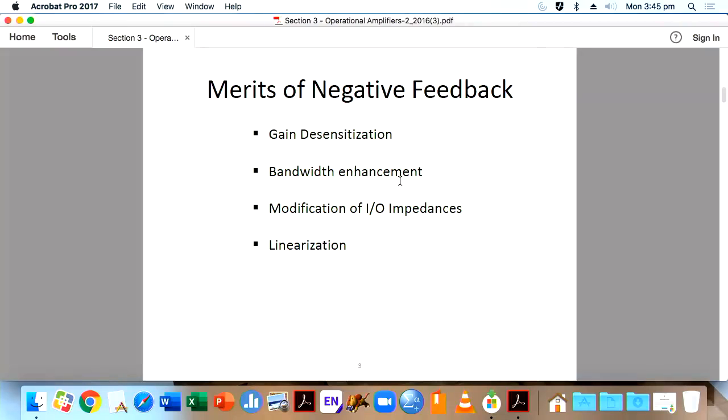Next, what I want to discuss is, people might ask you, what are the merits of negative feedback? We will be using negative feedback for the amplifiers. Then what are the merits? The first merit is called gain desensitization. The second merit is bandwidth enhancement. The third merit is modification of input and output impedances. The fourth merit is called linearization. So these are the four main advantages of negative feedback.